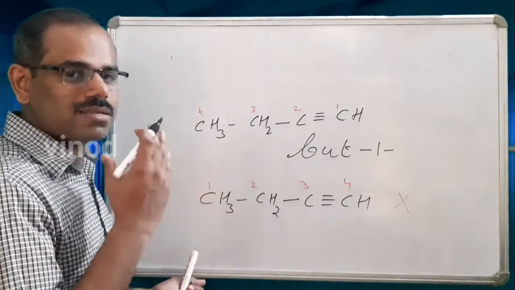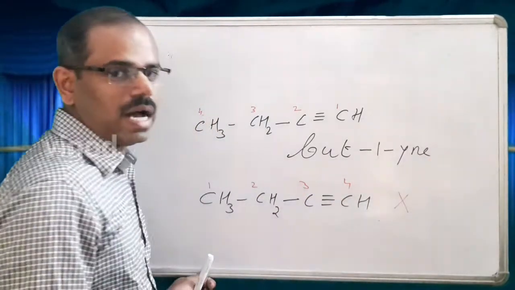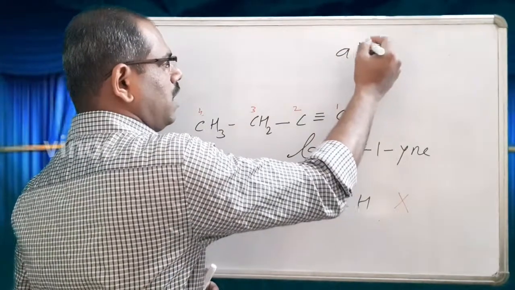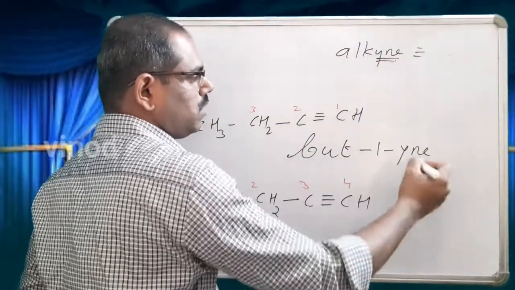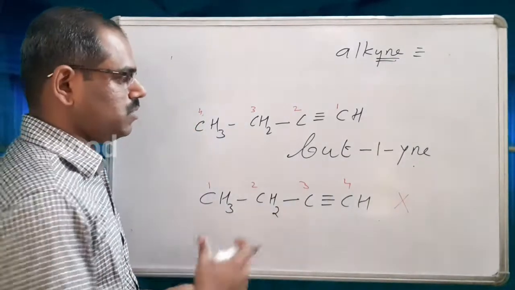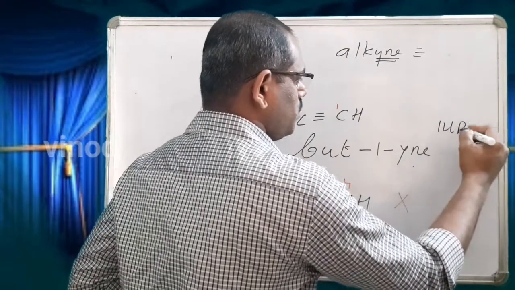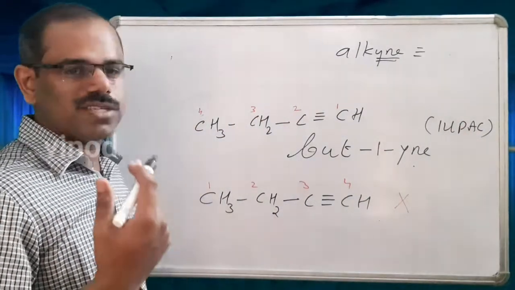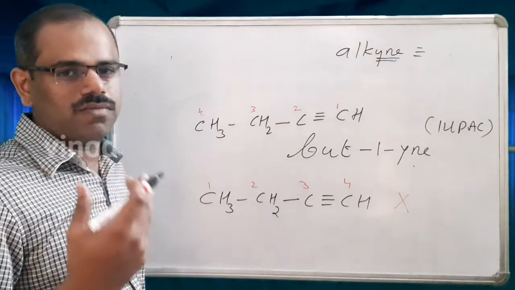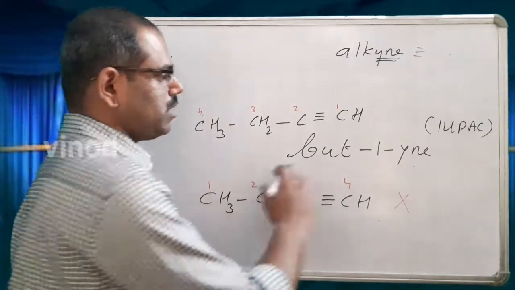You know, alkynes are made of a triple bond. So we use the yne of alkyne as a suffix. So but-1-yne. This is called the IUPAC name. I have already told you in the last video what IUPAC means: International Union for Pure and Applied Chemistry. They are authorized for naming the compounds. That is the IUPAC name.